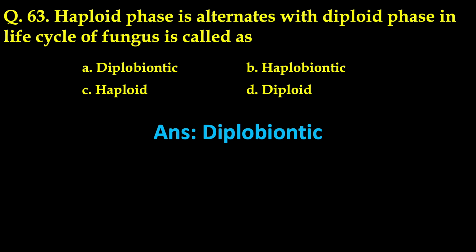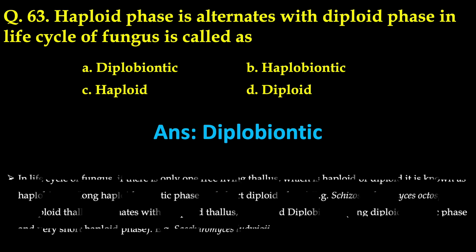Next question is on, haploid phase alternates with diploid phase in the life cycle of the fungus, which is called, there were 4 options. Out of these 4 options, the correct answer is diplobiontic.